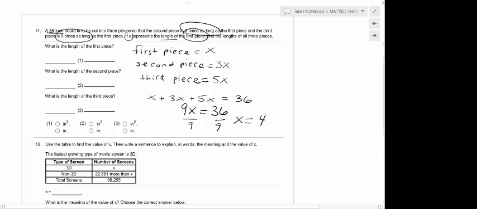Okay, now x happens to represent the length of the first piece, right? So that tells us that the length of the first piece is going to be 4, and all of these are going to be inches because we're just talking about length, so length is always inches. So these are all going to be inches.